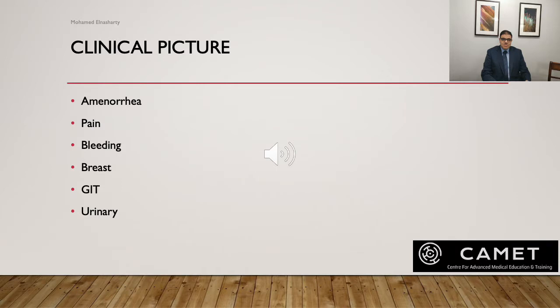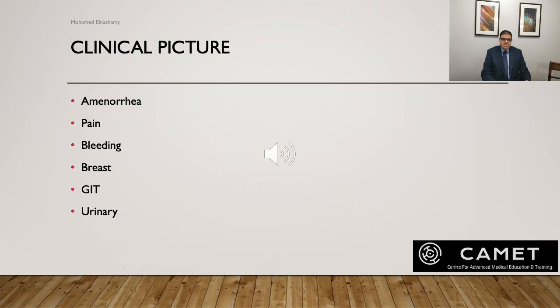Clinical picture of ectopic pregnancy. The most common symptoms are abdominal or pelvic pain, amenorrhea or missed period, vaginal bleeding with or without blood clots. Other reported symptoms include breast tenderness, gastrointestinal symptoms, dizziness, fainting or syncope, shoulder tip pain, urinary symptoms, passage of tissue, rectal pressure or pain on defecation.